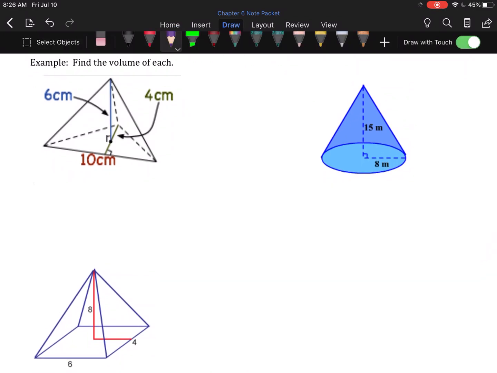So this first thing is a triangular pyramid. Triangle would give us 1/2 b little h. Pyramid gives us 1/3 big H. That's how the formula breaks down. 1/2 BH from the triangle, 1/3 capital H from the pyramid. For this particular example, 10 is the base of the triangle, 4 is the height of the triangle, and 6 is the height of the pyramid. So it's capital H.